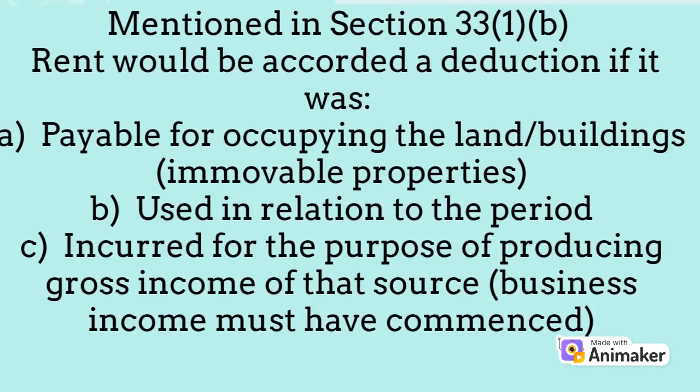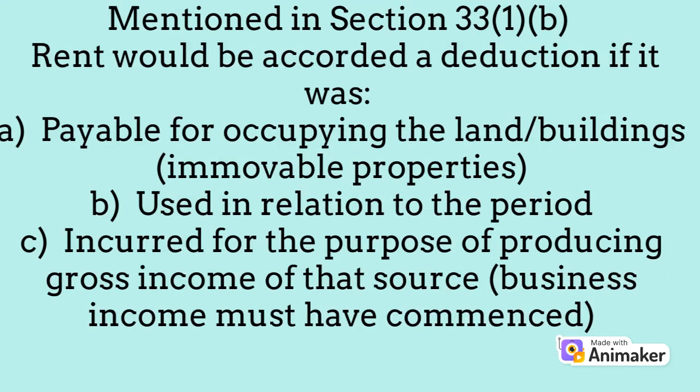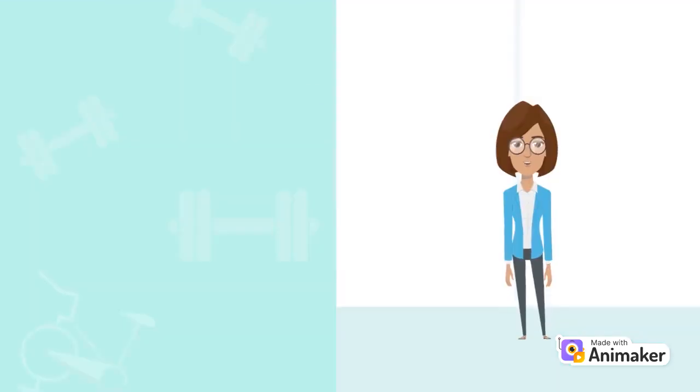Rent. Mentioned in Section 33(1)(b), rent would be accorded a deduction if it was a. Payable for occupying the land/buildings, immovable properties, b. Used in relation to the period, c. Incurred for the purpose of producing gross income of that source. Business income must have commenced.